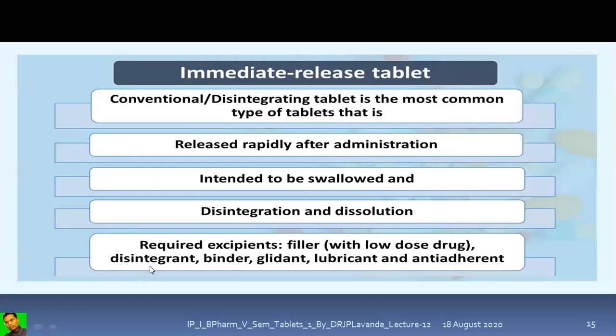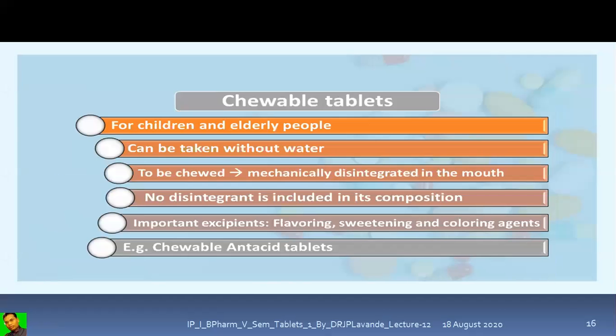There is a need to add the disintegrant, the binder, the glidant, the lubricant, and the antiadherent. Again, all these glidant, lubricant, and antiadherent will have a specific function. So we will come to know in our coming slides what their functions are.